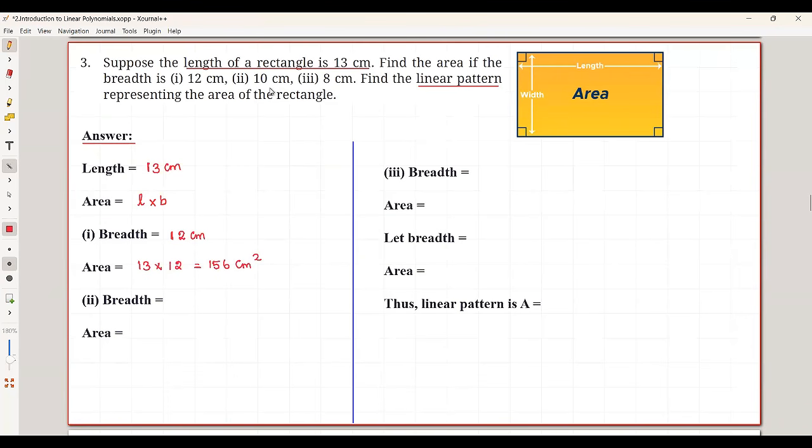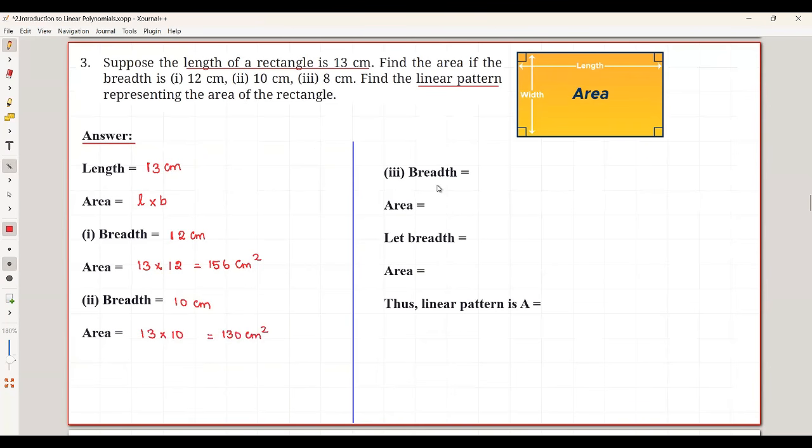Second case, if the breadth is equal to 10 centimeter. The area is L into B, so 13 into 10 gives 130 centimeter square.